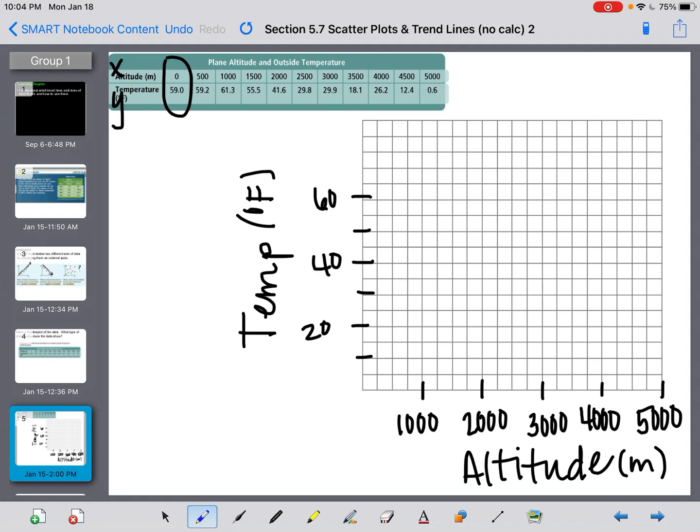I'm going to start by putting a dot at each ordered pair. So I'm going to go over 0 meters, up 59 degrees. That's right about there. Then over 500, up 59.2. So we're pretty close to there. Then over 1,000, up 61.3. 1,500, 55.5. 2,000, 41.6 degrees. 2,500 is 29.8.